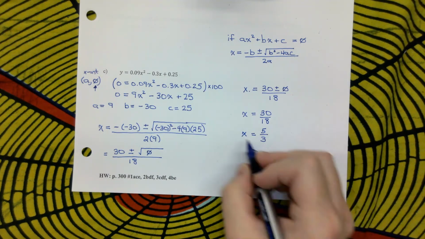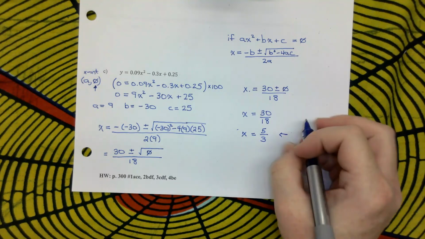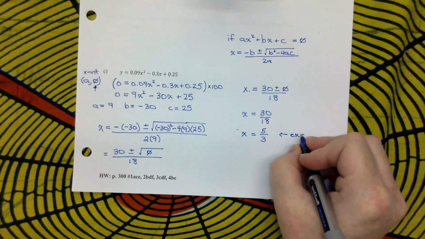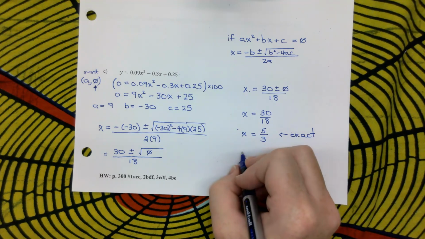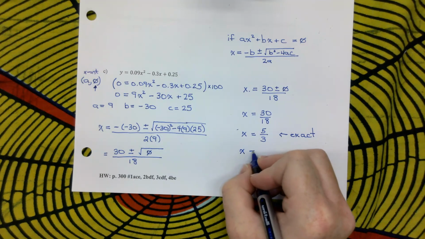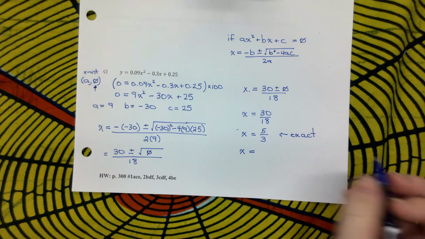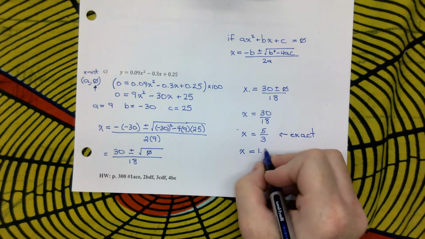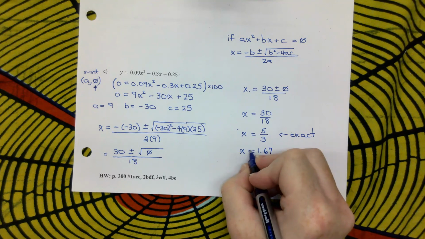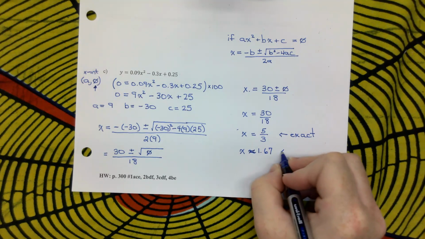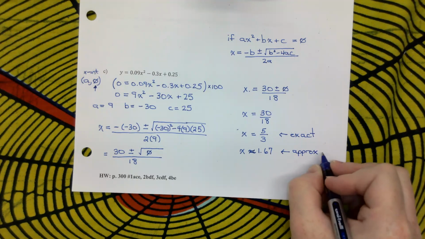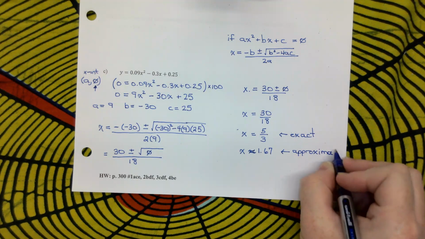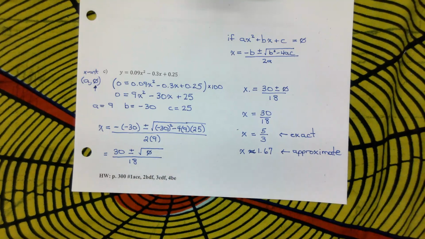So this is now my exact answer. If I wanted to write it as an approximate, I would do 5 divided by 3, which is 1.67. So this would be my approximate answer. So I just want to be really careful and make sure that I'm doing what the question asks. So there you go.